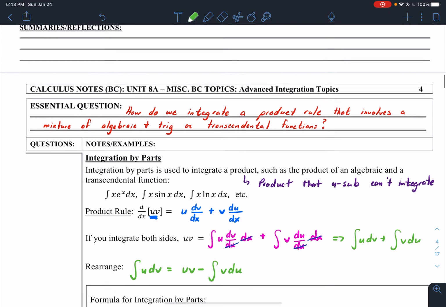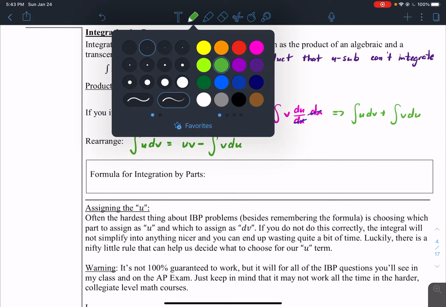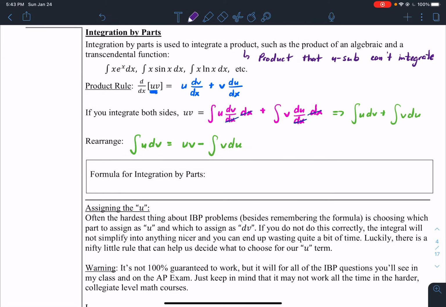Now that's a hard formula to remember. There's too many things that look way too similar to each other. So you're going to hear me say this a lot: S U dV, U V, S V dU. Now that sounds like gibberish, but it helps me remember what this formula is. The S takes the place of the integral. So this is S U dV, U V, S V dU. Now you do have to remember that there is subtraction there. That's a big takeaway. But S U dV, U V, S V dU will help you remember the formula.